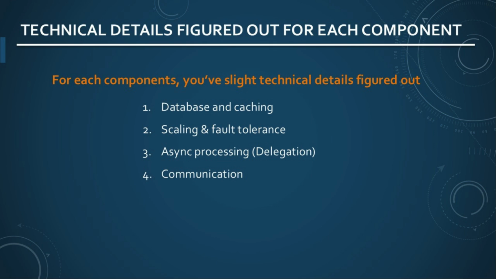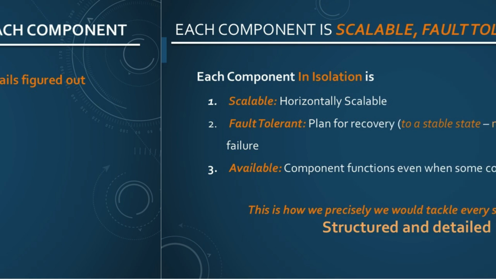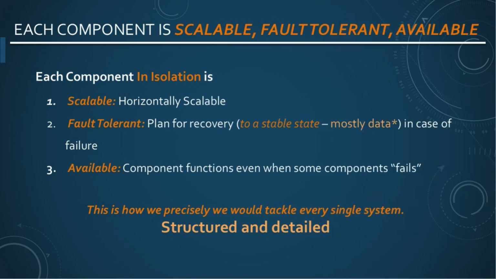Once you have those details figured out, you know that it's not just random boxes that you drew. It is very thoughtful, right? These are the technical details around each one of these components. That's when you know you've designed a good system. And the final point is that each component in isolation is scalable, fault tolerant, and available. Right? So in the previous one, we talked about the technical details of it. Now, extending to this is around how each one of those components is scalable, fault tolerant, and available.